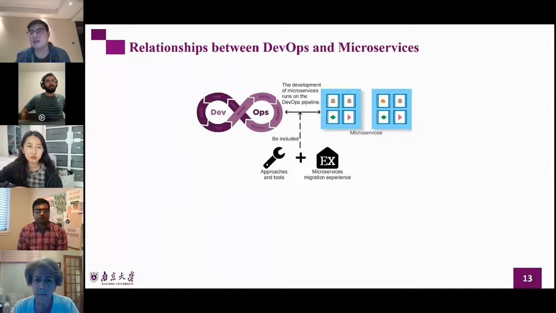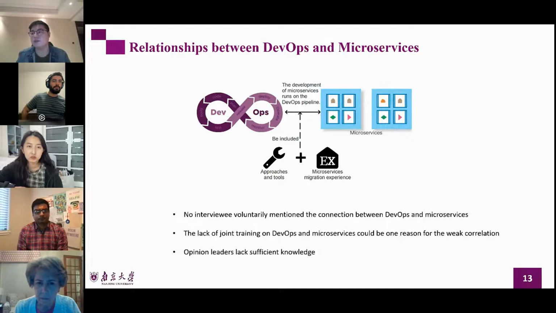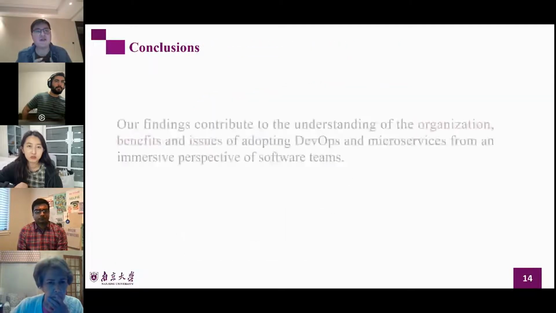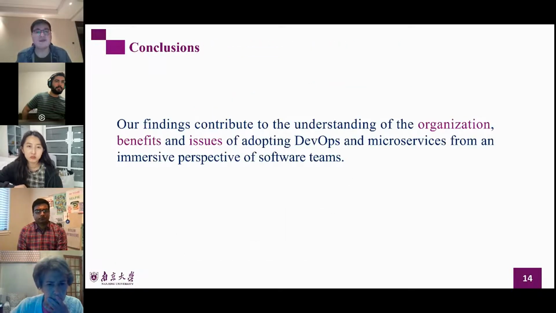Okay, our observation and interviews show that in some software teams, the relationship between DevOps and microservice is not significant, which differs from the relationship described in previous studies. The conclusion: our findings contribute to the understanding of the organizational benefits and issues of adopting DevOps and microservice from the perspective of software teams.